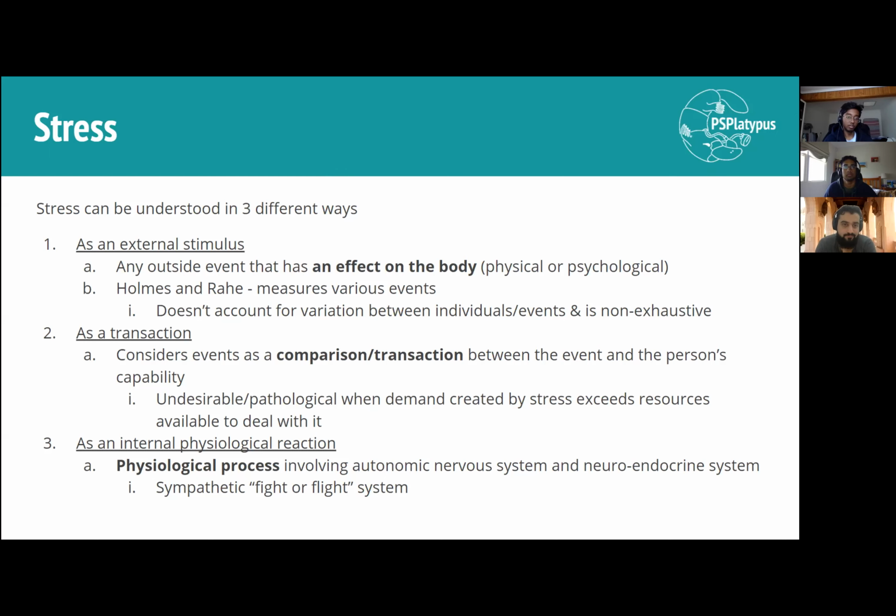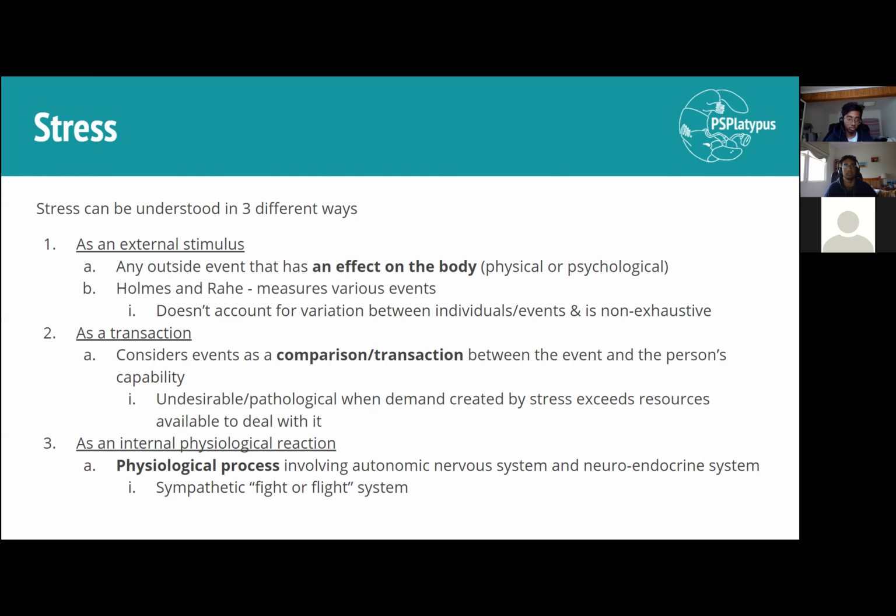So Holmes and Rahe made a scale which measures different events, but there are some flaws in that, such that it doesn't account for variation between individuals. It's also a non-exhaustive list, but that was a way that we can understand stress.